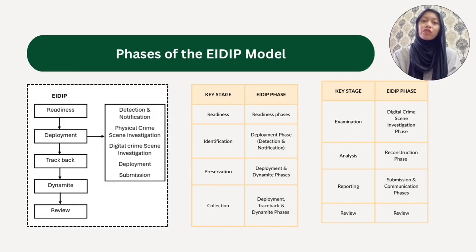This slide shows how each key stage of a digital forensic investigation maps to a phase of the EIDIP model. First, readiness. In EIDIP, the readiness phase focuses on preparing the organization before an incident occurs, including governance, resources, tools, and procedures. Therefore, the readiness key stage directly aligns with the readiness phase of the model.